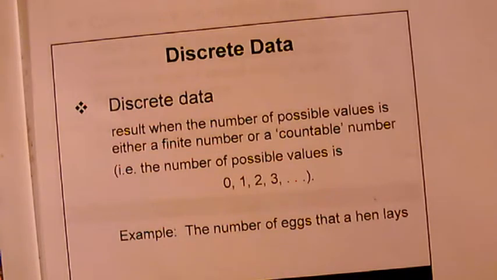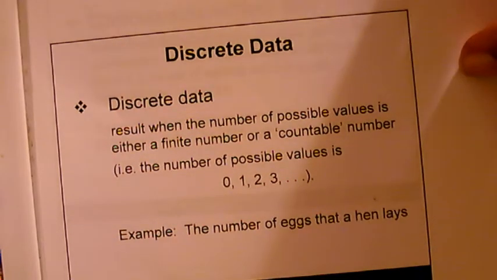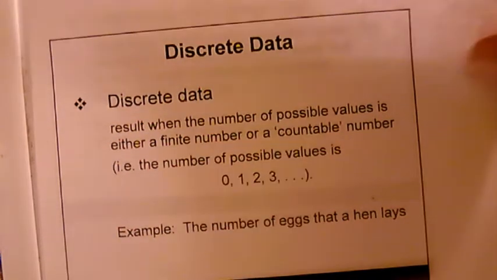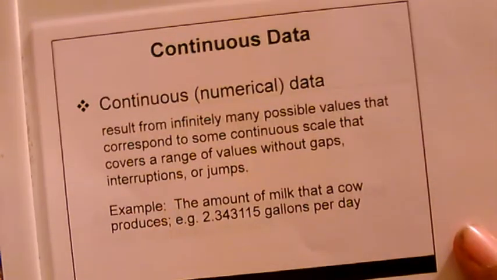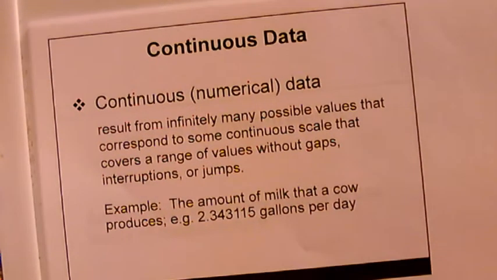Or the number of students in a particular class would be discrete data because we can count how many students there are in a particular class. The other type of quantitative data will be continuous data. Continuous data results from infinitely many possible values that correspond to some continuous scale that covers a range of values without gaps, interruptions, or jumps.